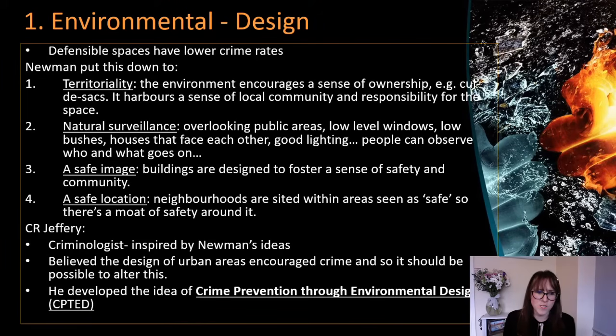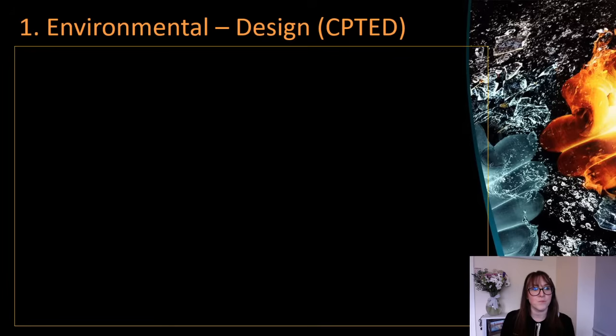And so all of this is very, very important. Now, you don't need to remember all four of Newman's, but certainly those are the key words that an examiner will be looking for. So you need to know territoriality, you need to know safe image, safe location, you need to know the names of these ideas. Crime prevention is obviously very important as well to remember that, and your names, Newman and Jeffery.